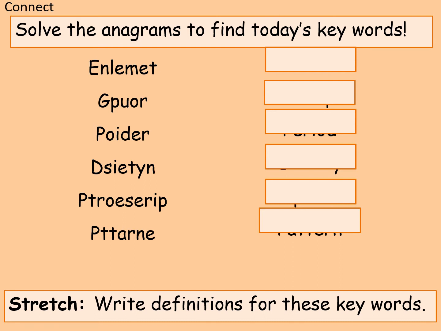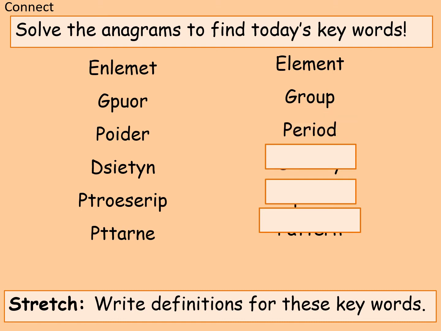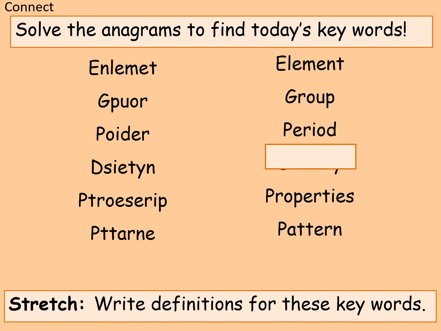Okay, we'll go through the answers now then. So the top one was element. Second one is group. Third one is period. All jumbled up there. Fifth one is properties. Pattern is the bottom and density is the middle one. Okay, there are your keywords for today's lesson. So later on, when we're doing some of our written tasks, you'll need to try and make sure you're using some of those keywords, please.